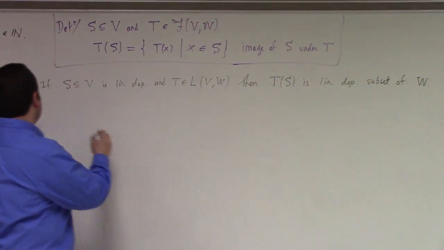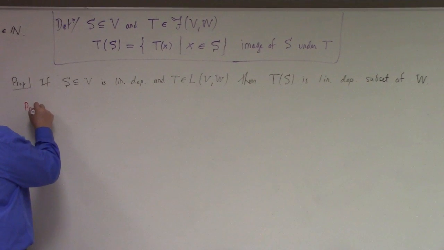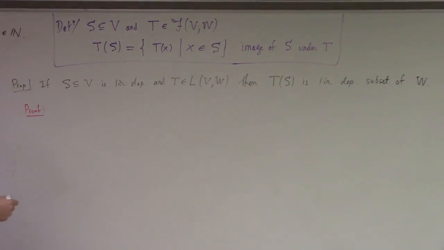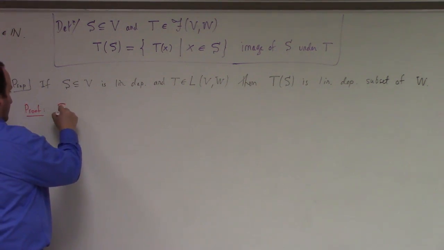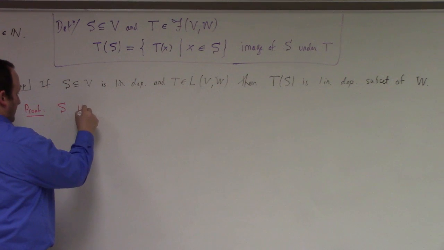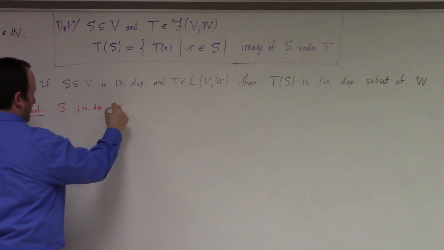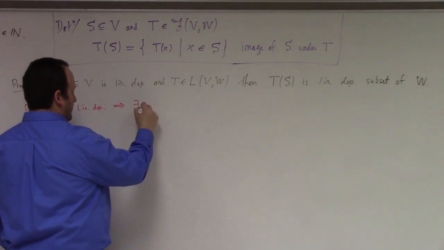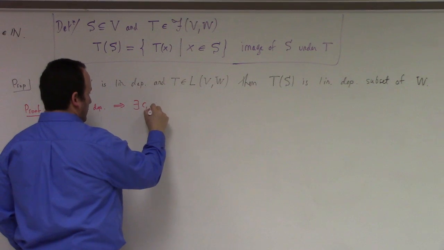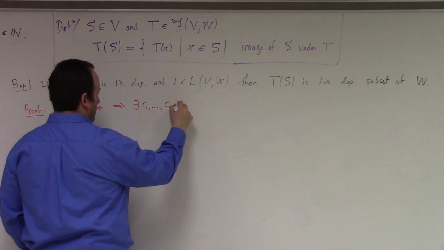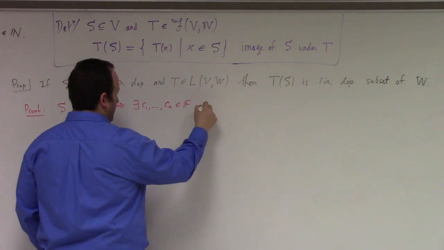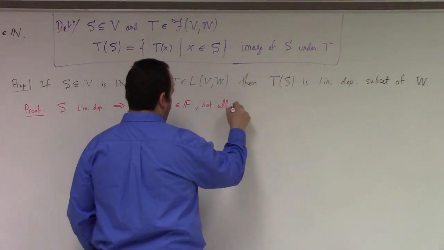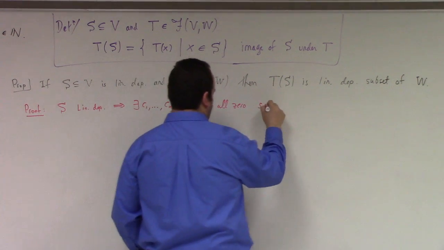How do we prove this? What does it mean to say S is linearly dependent? It implies that there exist c1, ..., ck in the field, not all 0, such that what?